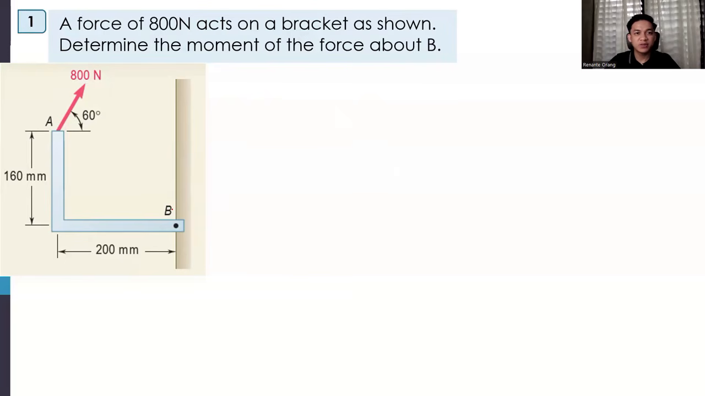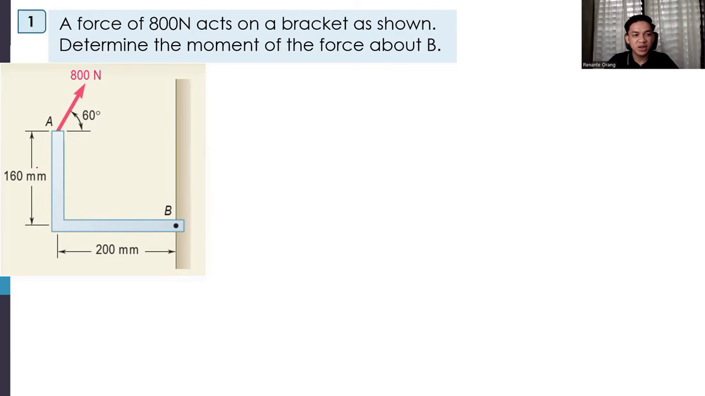Number 1, a force of 800 Newton acts on a bracket as shown. Determine the moment of the force about B. So, class, if we are finding the moment with respect to point B, we need the perpendicular distance with this force, kasi siya lang isa yung nandito. But unfortunately, we cannot find it or medyo mahirap siyang hanapin, so we will find another way.